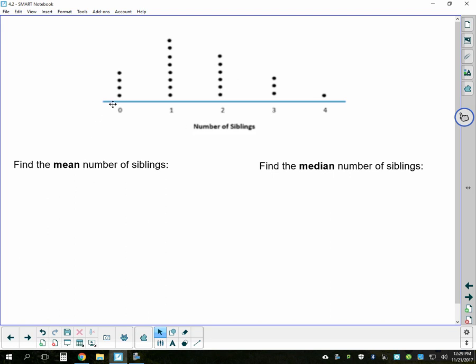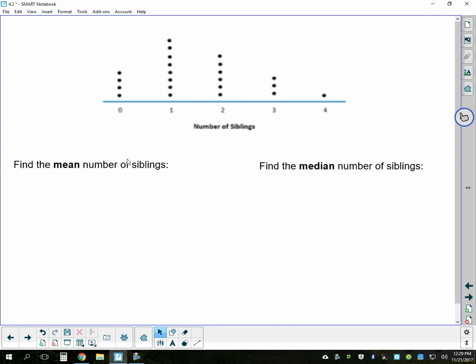So what we can do is we could also rewrite this data: 0, 0, 0, 0, 4 times. And then you could write out your 1s as many times as you have dots here. Same thing with your 2s, your 3s, and your 4s. Obviously, this would be a ton of numbers, and it wouldn't be that great to look at, a little unfriendly to look at. So it's nice that we can do it in this manner with these dot plots.